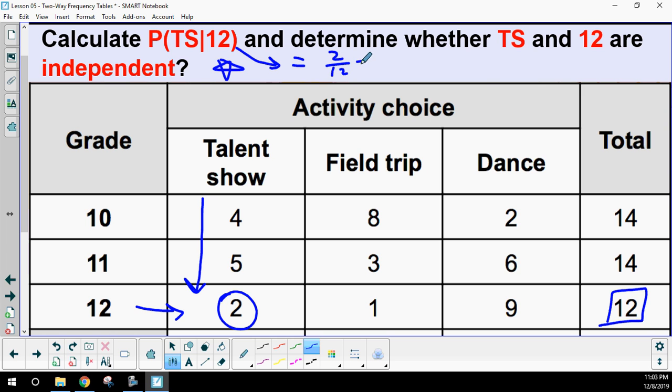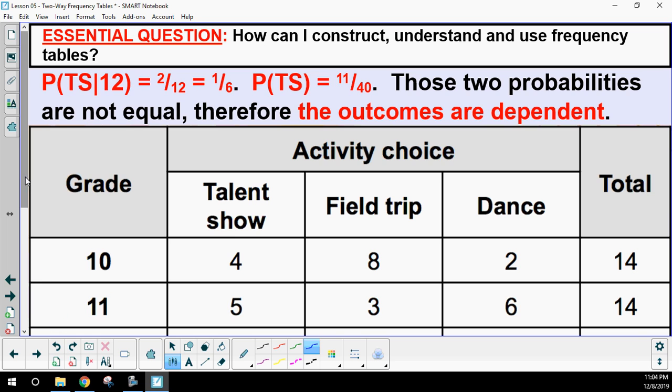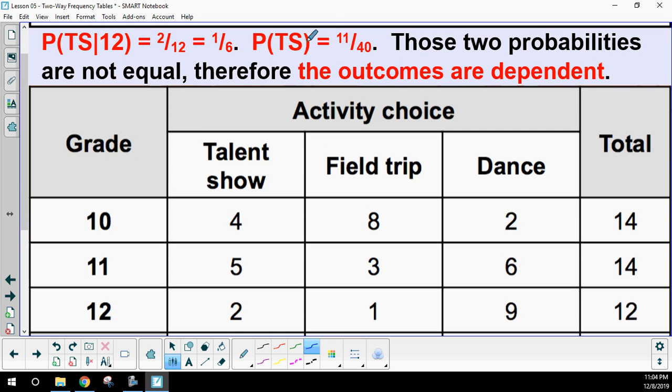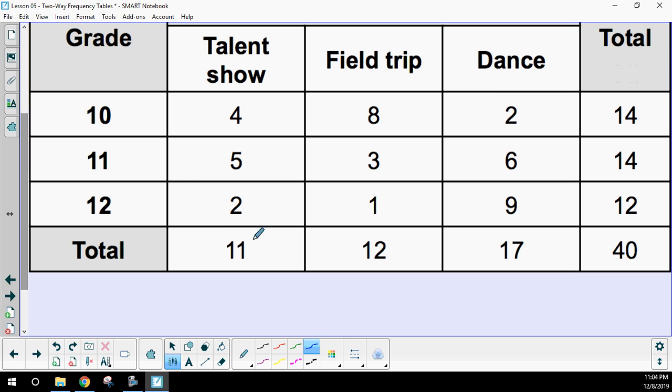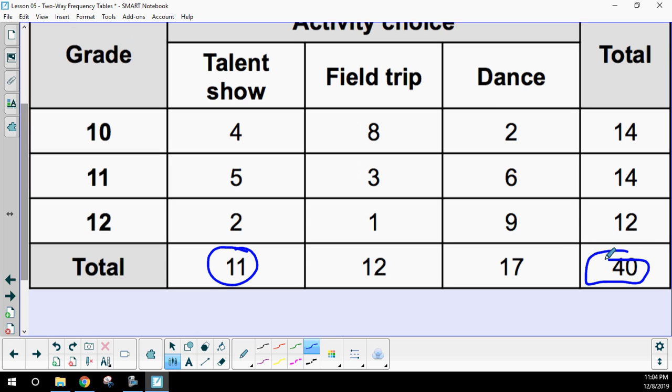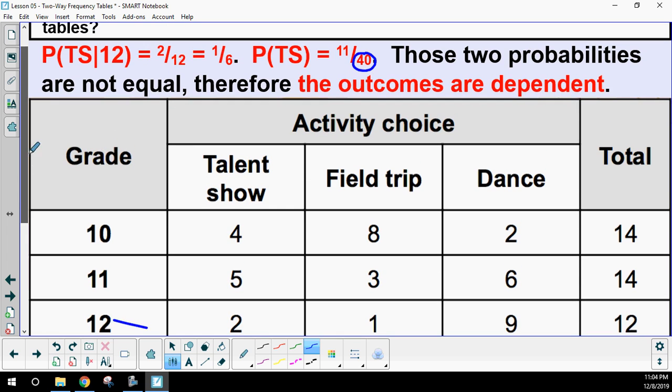Indeed, it is 1/6, but as you notice, those of them that picked talent show out of the total number of surveys, talent show added up to 11 out of the 40. As always, they are different, so that means they are dependent. This probability really depends on what grade you're picking from.